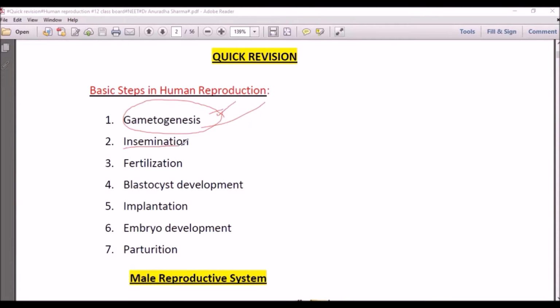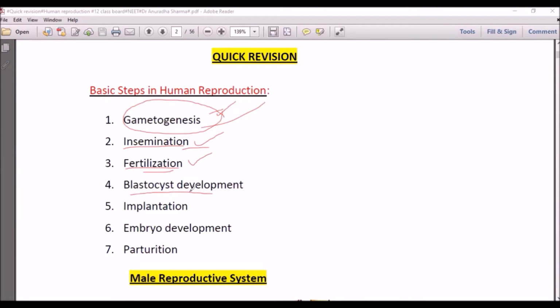Second is insemination. Insemination means when this semen is introduced into the body of the female in vagina. This is insemination. Now third is fertilization. Fertilization is fusion of male and female gamete. So when this male and female gamete, that is ova and sperm, fuse together to form zygote, it is known as fertilization. Fourth is blastocyst development.